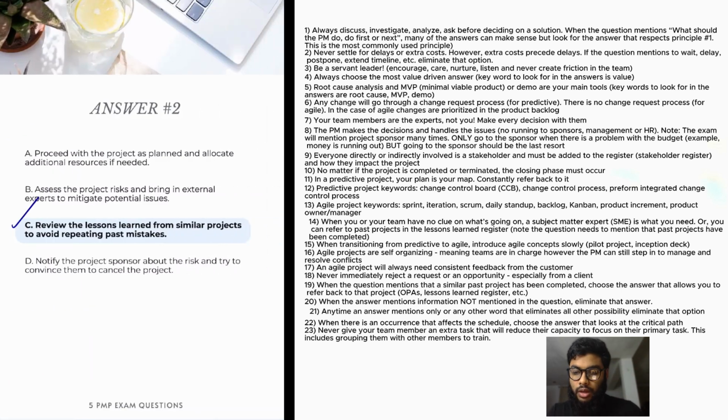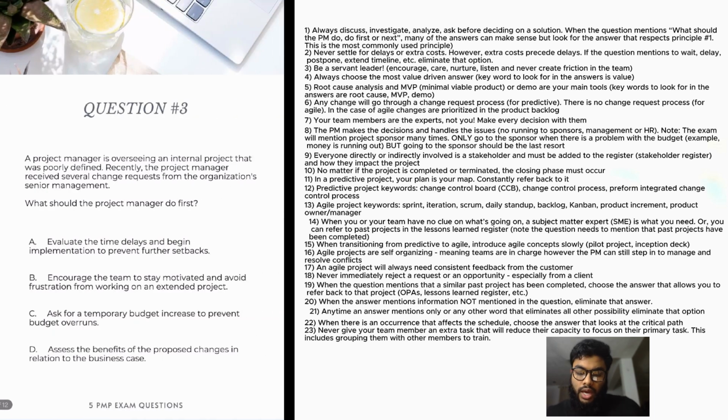All right. Question number 3. A PM is overseeing an internal project that was poorly defined. Recently, the PM received several change requests from the organization's senior manager. What should the project manager do first? All right. So, project, problem statement. Project is poorly defined. Poorly defined. And there's a bunch of change requests coming in. Oh, change requests. All right. What should the project manager do first?